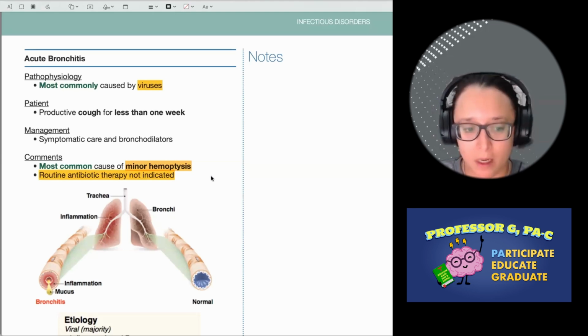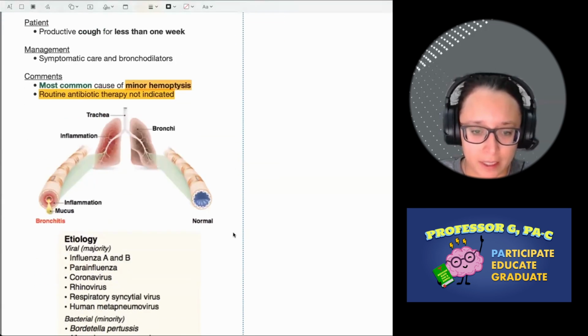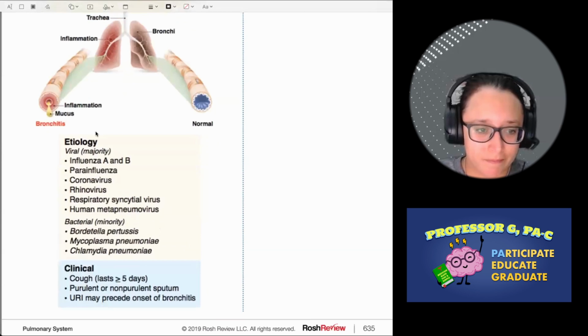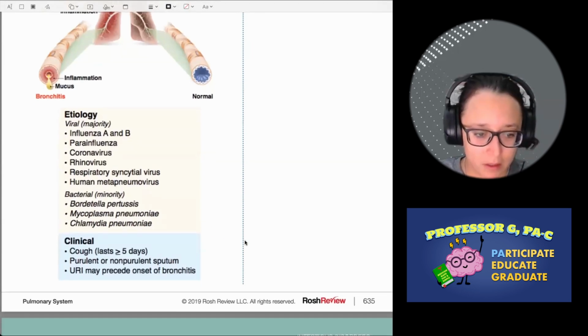So read through it, put the pieces together. Routine antibiotics are not indicated. Okay, so these are all the different etiologies that can cause it. There are a few bacterial ones that can cause it, and in most cases, these will clear on their own even if you didn't give antibiotics. But obviously, if we detect that they have pertussis or mycoplasma or chlamydia, we're going to want to treat it if we know that's what it is.